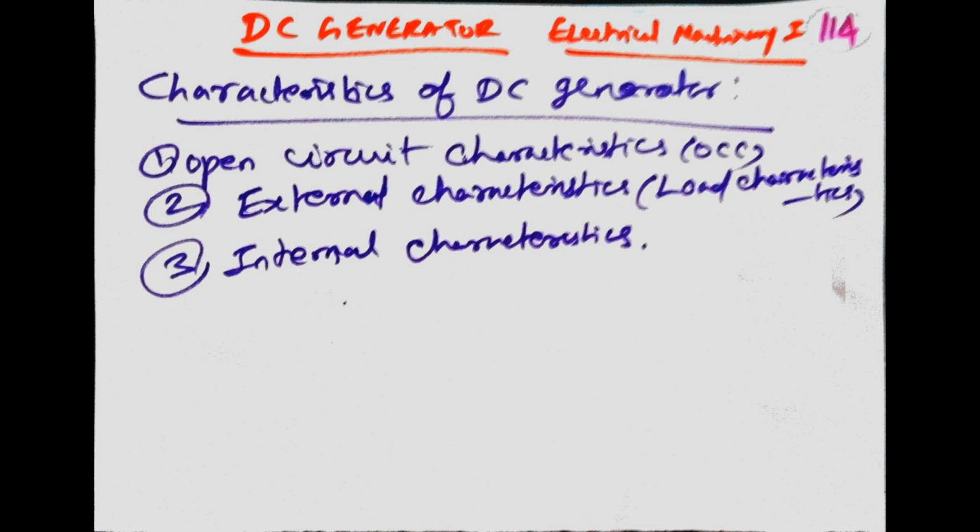Electrical machinery 1. DC generator. Characteristics of DC generator: open circuit characteristics, external characteristics, load characteristics, and internal characteristics.